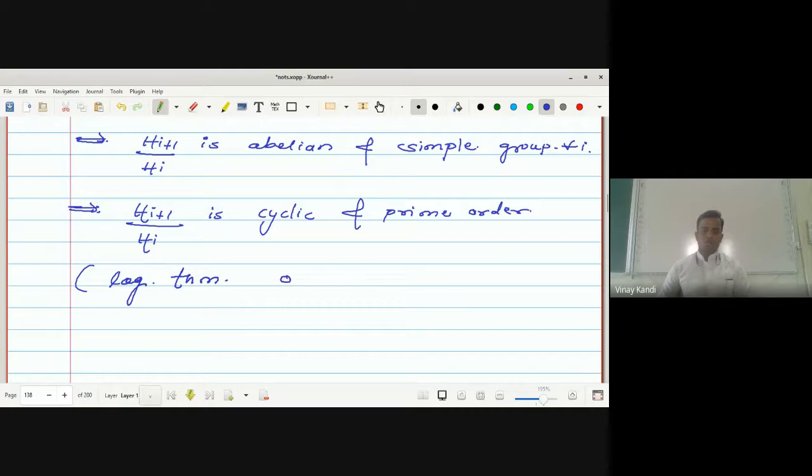Okay, order of a subgroup divides order of the group. Is it correct? If the order of a group is 10, what can be the order of a subgroup? It can be 1, 2, 5 or 10. Suppose order of G is 10, so there exists a subgroup of order 1, a subgroup of order 2, a subgroup of order 5 and a subgroup of order 10. This is Lagrange's theorem.